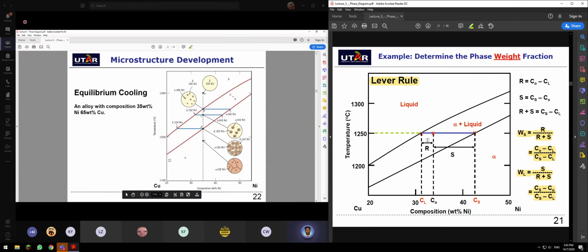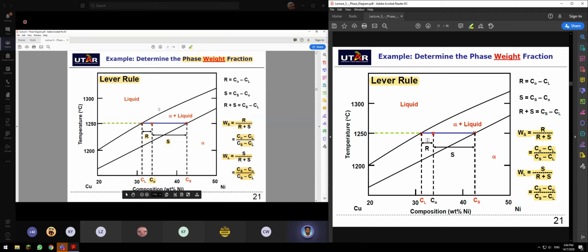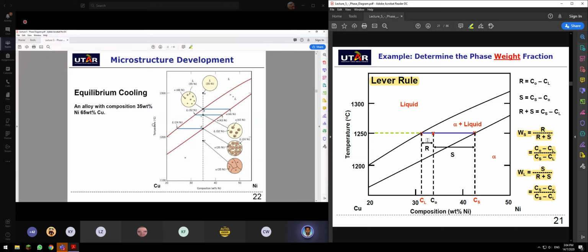Okay. So guys, that is the essence of how to use the lever rule. All right. Now equilibrium cooling. Now let's look at the microstructure changes that happen during cooling. Here is an alloy with a composition of 35 weight percentage nickel. So this is nickel, 35 weight percentage is here, which equals 65 weight percentage of copper. This is copper, this is 65. Always look at nickel, since the x-axis says nickel, the percentage composition of nickel is 35 here.